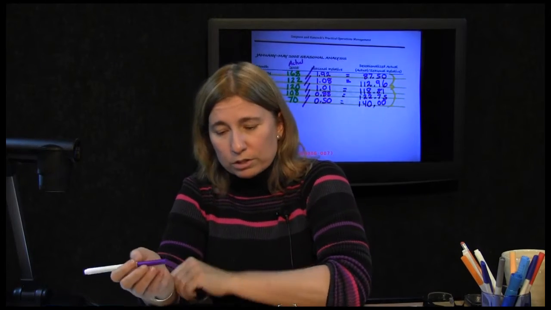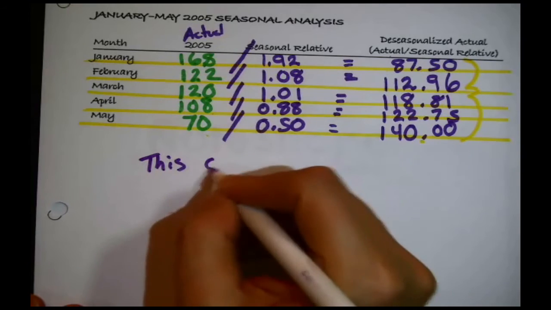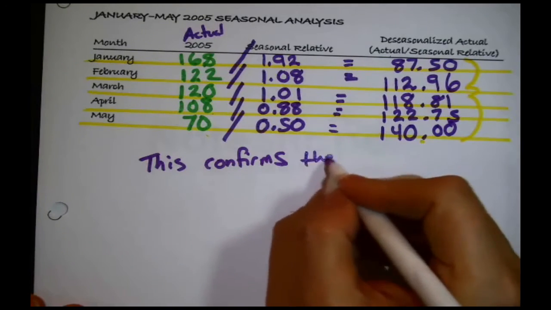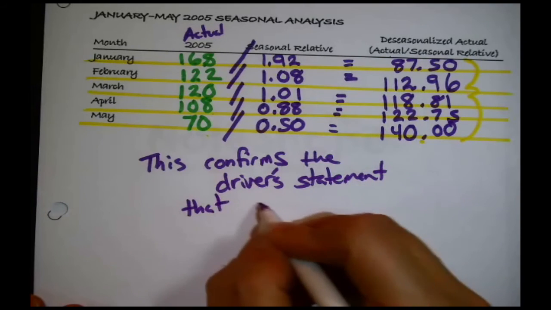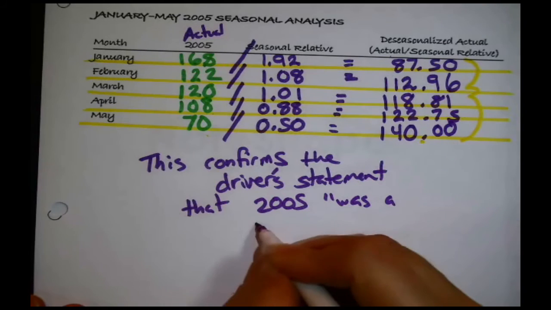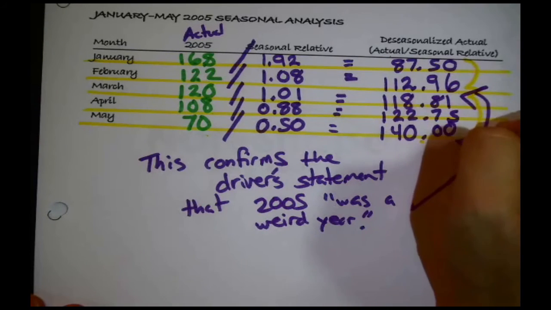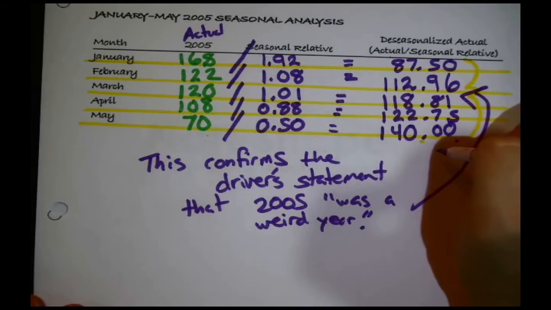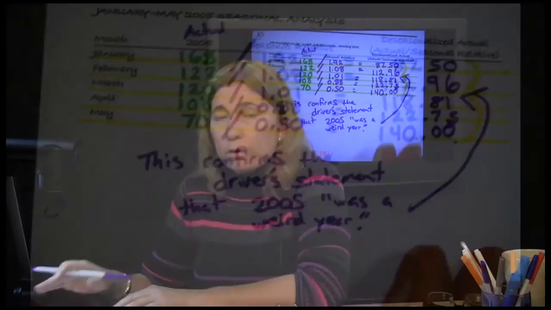We want to address what the drivers said. They said they thought that 2005 was a weird year. We would agree. This confirms the driver's statement that 2005 was a weird year. What confirms? The fact that all of these numbers did not become more similar, and especially considering these two numbers became distinctly dissimilar. We have found support for, in essence, the driver's statement, having deseasonalized the data.